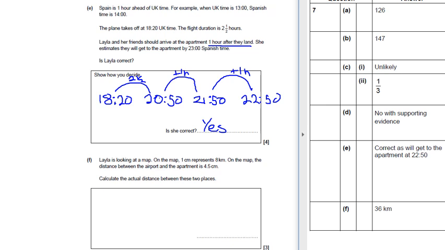22:50 is the same as 23 Spanish time. Okay, I'm really not happy with 24-hour clock. I'm converting all them times into real 12-hour clock for my head, but I don't need to write that. So yes, correct answer. So we got that answer.